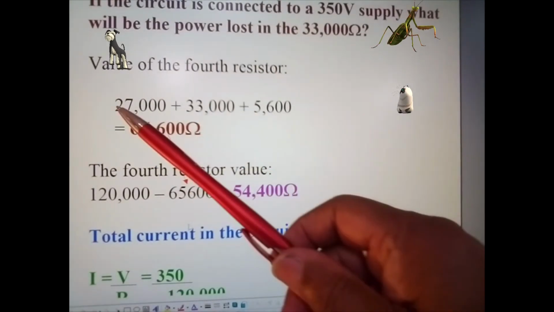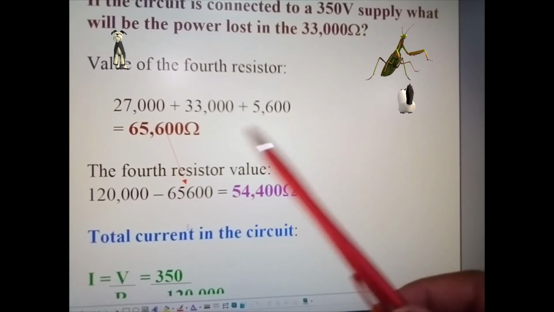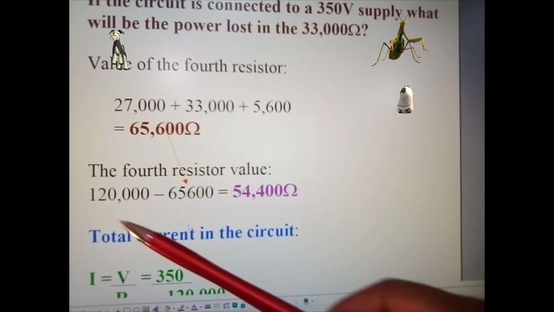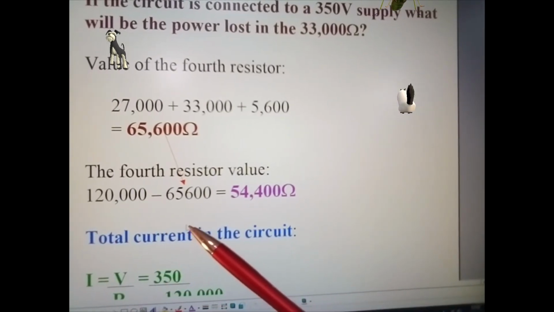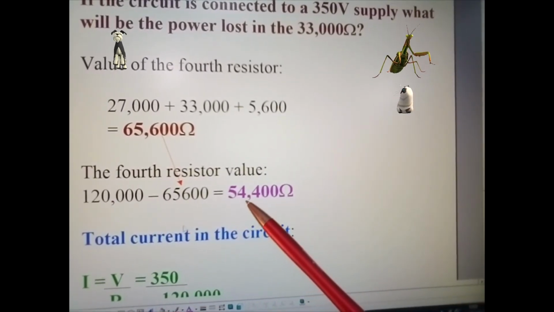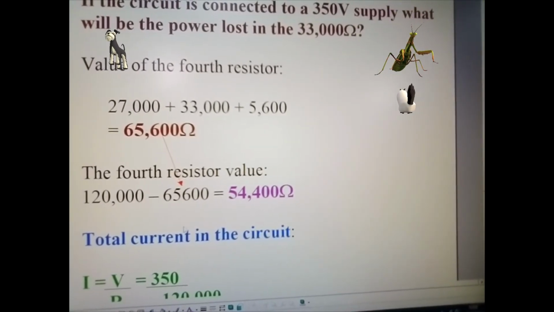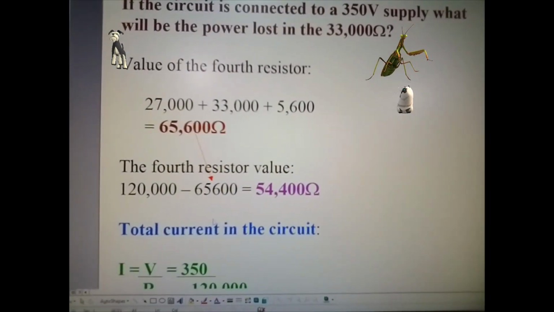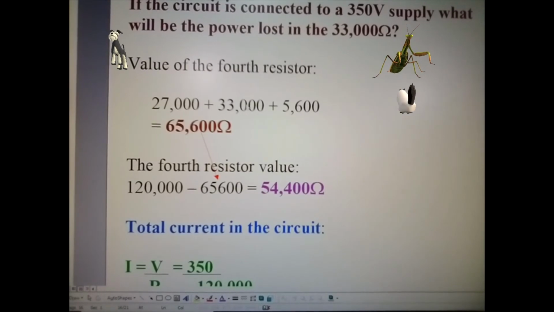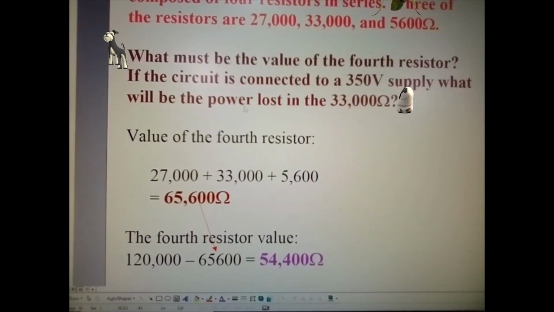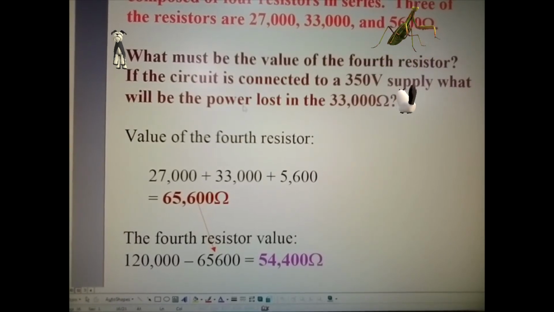Value of the fourth resistor: 27,000 plus 33,000 plus 5,600 equals 65,600. The fourth resistor value is 120,000 minus 65,600 equals 54,400. Now again, you need to look back to see where all the information came from, okay, and where the values came from.